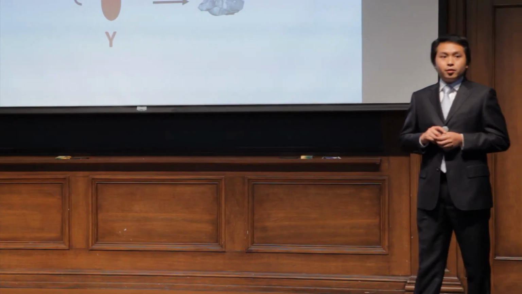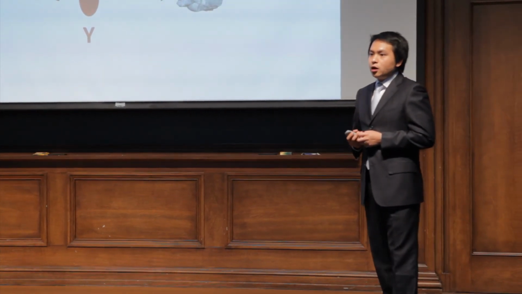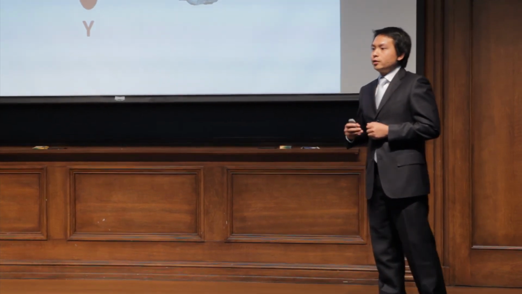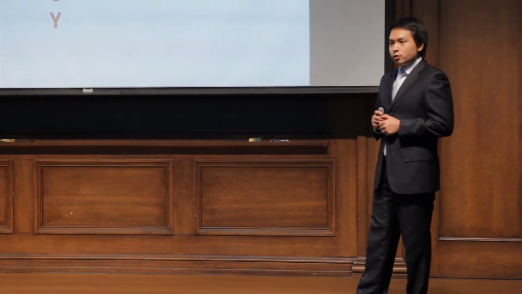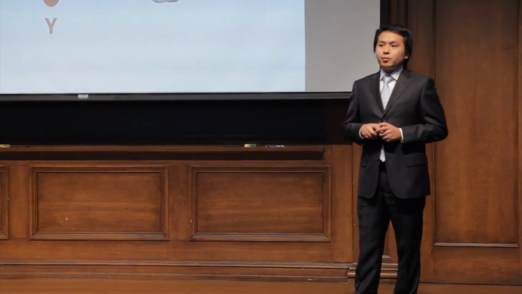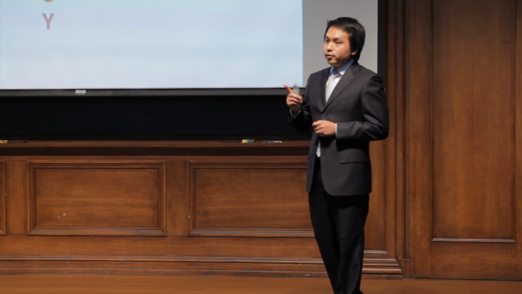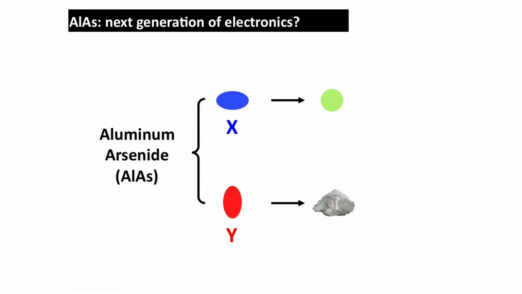And this is where my research comes in. I study the electronic properties of alternative semiconductor materials other than silicon in order to make the next generation of electronics. One material we study is aluminum arsenide. What's interesting about this material is that we found there are not only one, but two types of electrons in this material, which are X electrons and Y electrons.